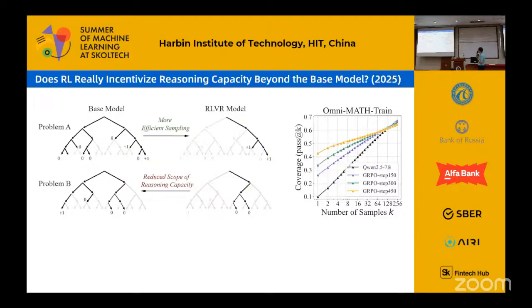Here I will show several studies. There are many studies that try to reproduce DeepSeek R1 or try to improve DeepSeek R1. This work tries to understand whether, for example, RL really incentivizes reasoning capabilities beyond the base model.